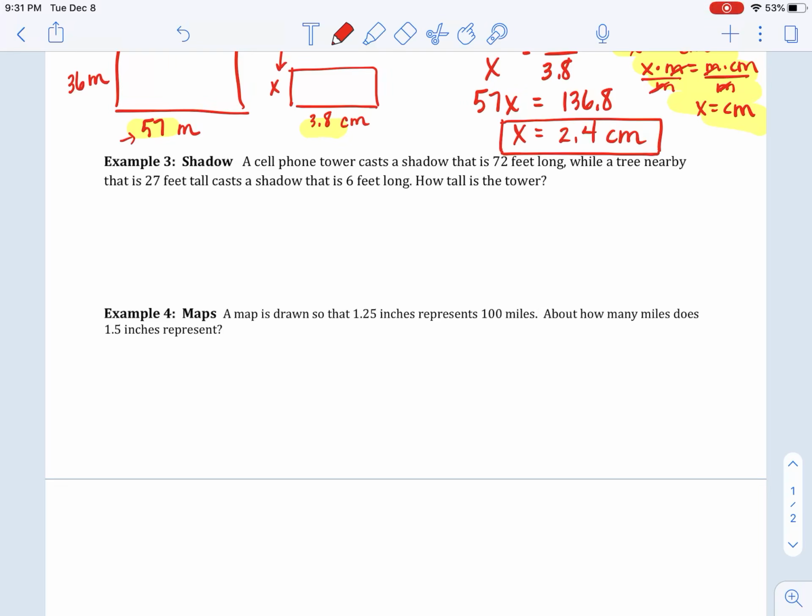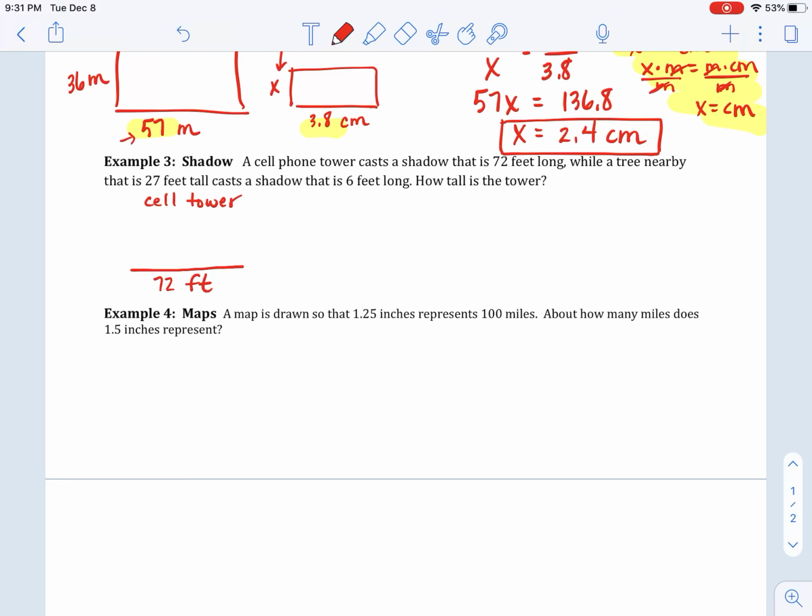A shadow problem is a very typical ACT problem. A shadow problem is also setting up similar figures. So let's draw this out. A cell phone tower casts a shadow that is 72 feet long. So think about a shadow. A shadow's on the ground. So I'm going to put a shadow just as a horizontal line on the ground, and that is 72 feet. And this is the situation with the cell phone tower.